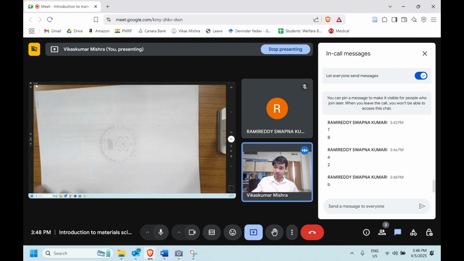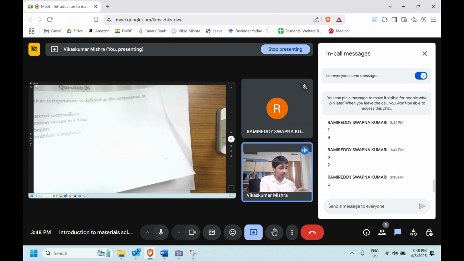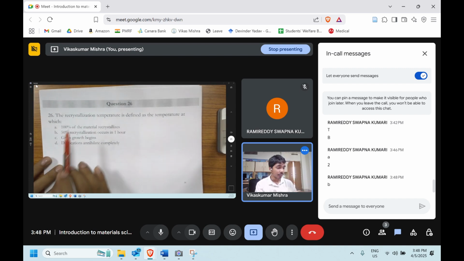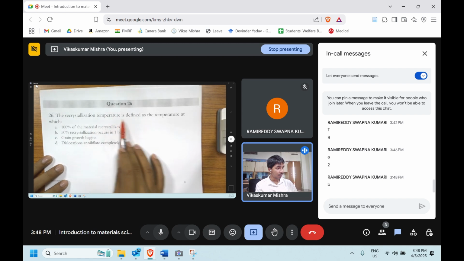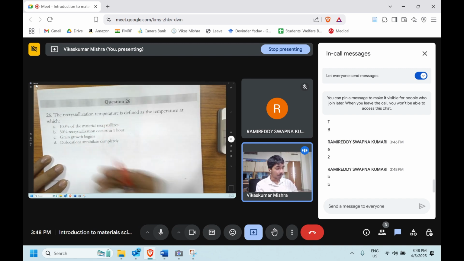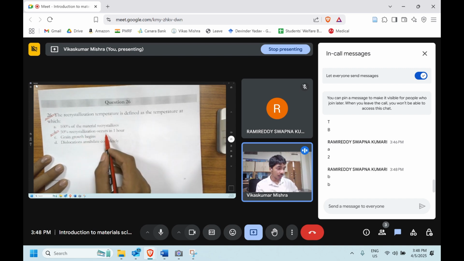Let's move to the next question, question number 26. If you know the definition, then we will be able to answer it very easily. The recrystallization temperature is defined as the temperature at which, definition of the recrystallization temperature. Option B. Very good. It is 50% recrystallization occurring in 1 hour.